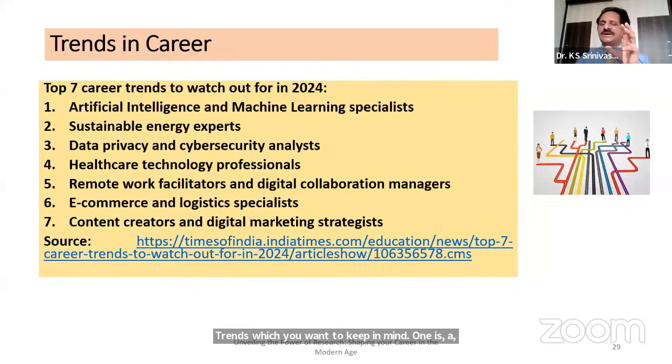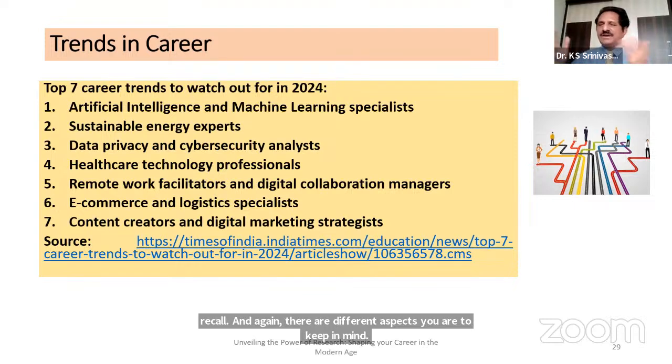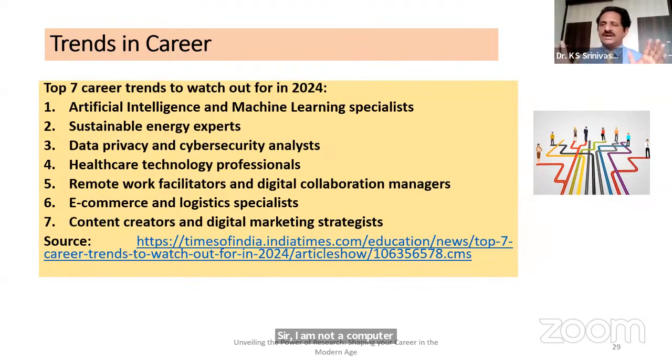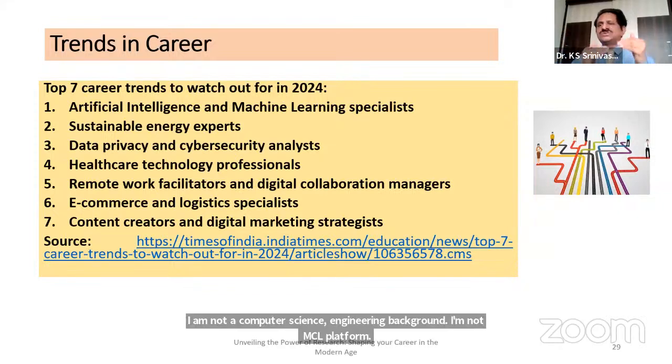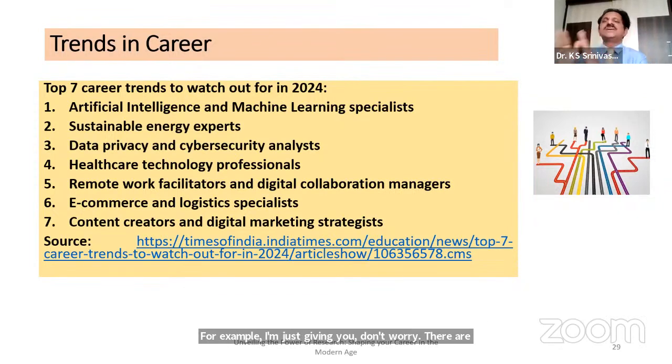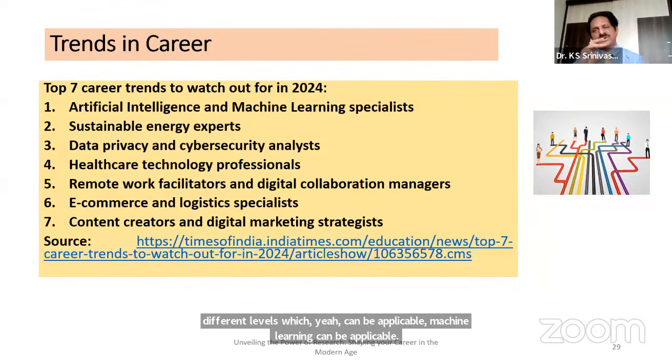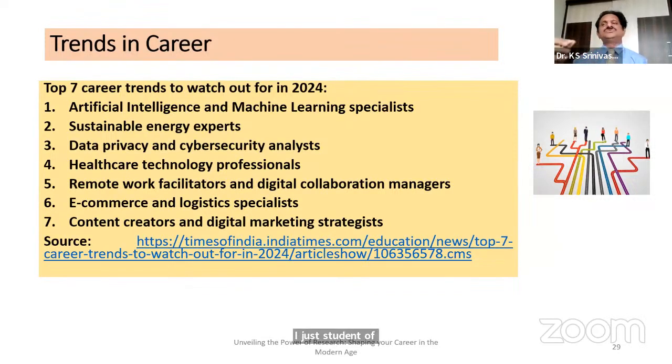So jobs are connected. And ML is machine learning, we call. And again, there are different aspects you have to keep in mind. Sir, I am not from a computer science engineering background. I'm not from an MCA background, for example. Don't worry. There are different levels at which AI and machine learning can be applicable. As a student of MBA, as a student of MCA, if you can understand that level, you will be getting jobs accordingly.